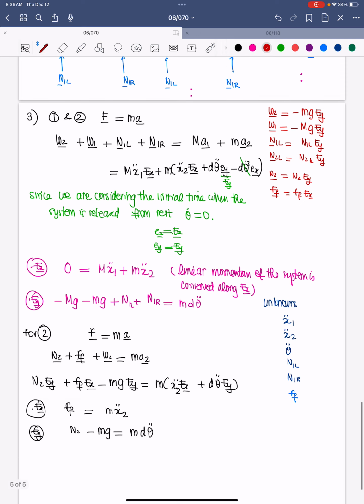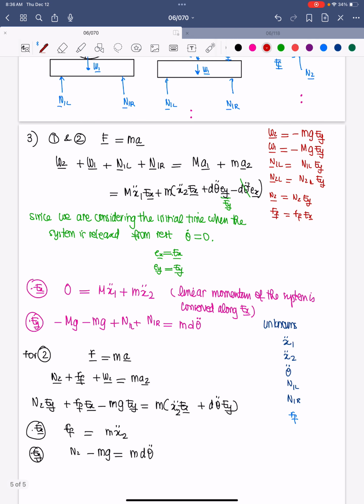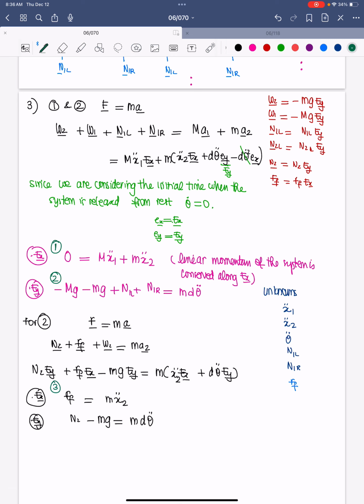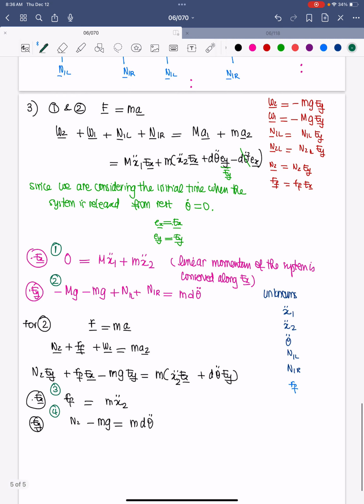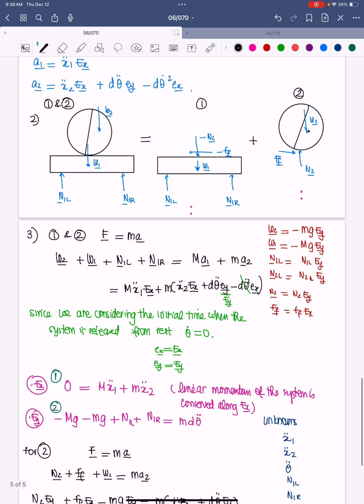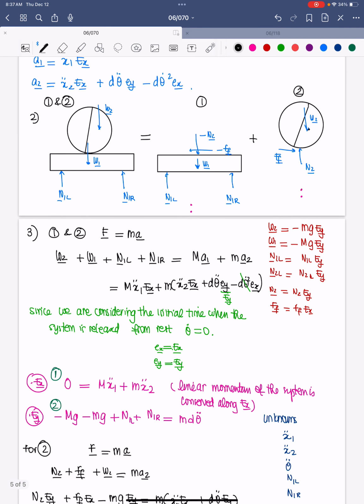So if I'm counting my equations so far, I have 1, 2, 3, 4. So 4 equations, but I have 6 unknowns. So now I need to get 2 more equations, the balance of angular momenta. Well, let us see. The balance of angular momentum for this system might not make sense. Maybe we'll do it for this.